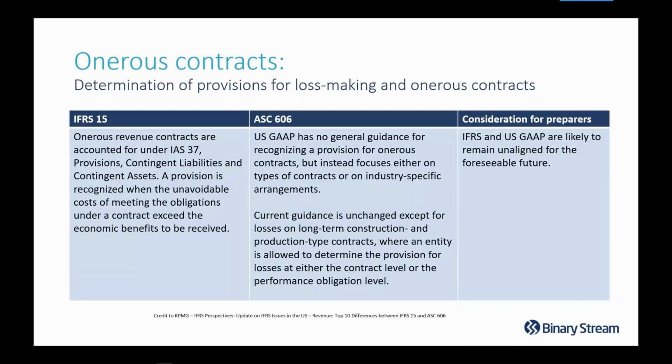I like this one. Onerous contracts. We never have them, right? We never have a contract that, oh my God, I wish I'd never entered into this contract. I'm losing my shirt. Reality is it does happen. IFRS 15, you can recognize a provision for unavoidable costs of meeting obligations when the contract's exceeded its economic benefits. So you can do that. All right, so now under GAAP, there is no guidance for doing that. It focuses only on the type of contract or the arrangement that you have. And you notice the consideration for preparers, likely not to remain aligned for the foreseeable future. Now again, this is one of those oddball things that probably would very rarely, if ever, come up for you. So only if you're worried about international stuff do you have to be concerned with that.